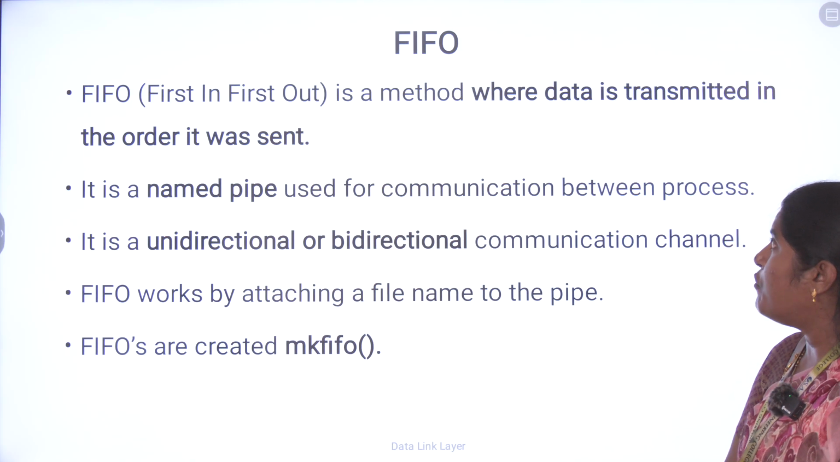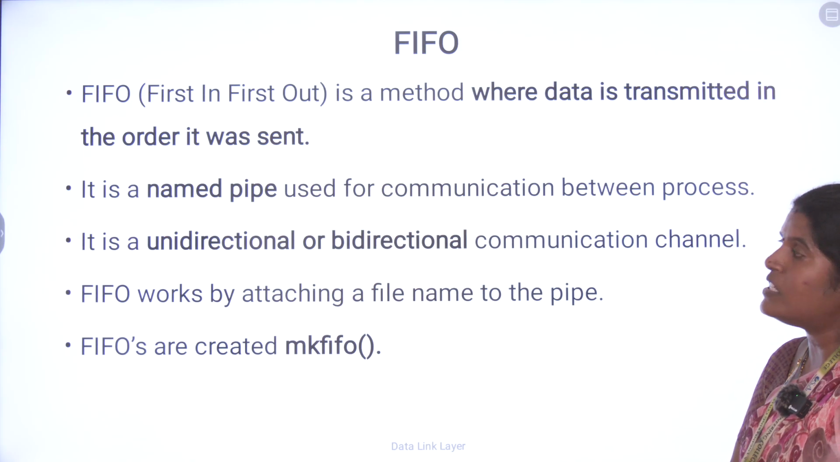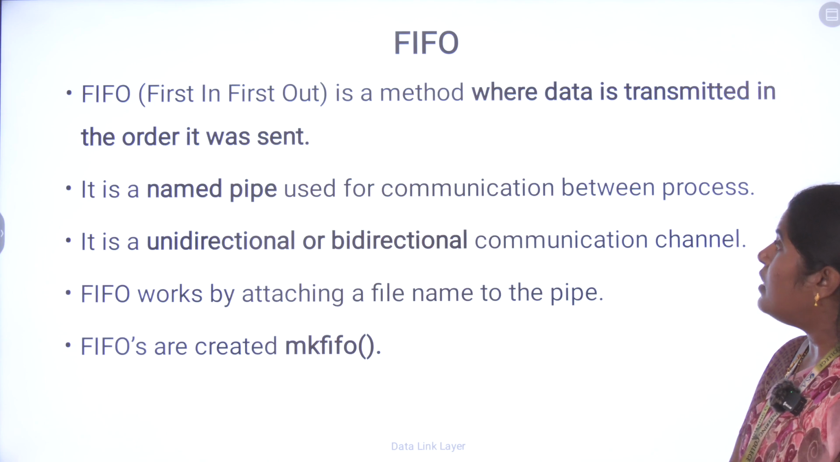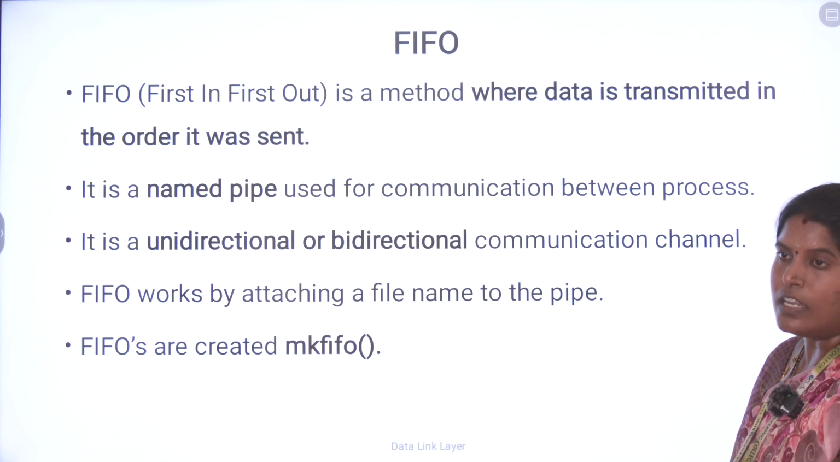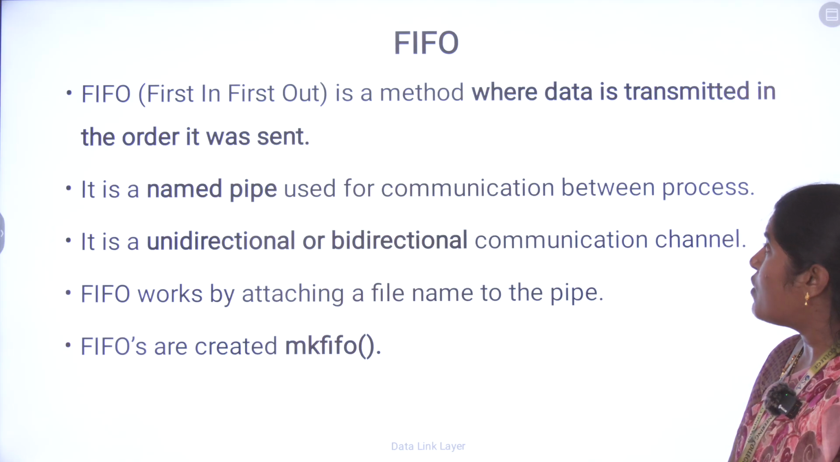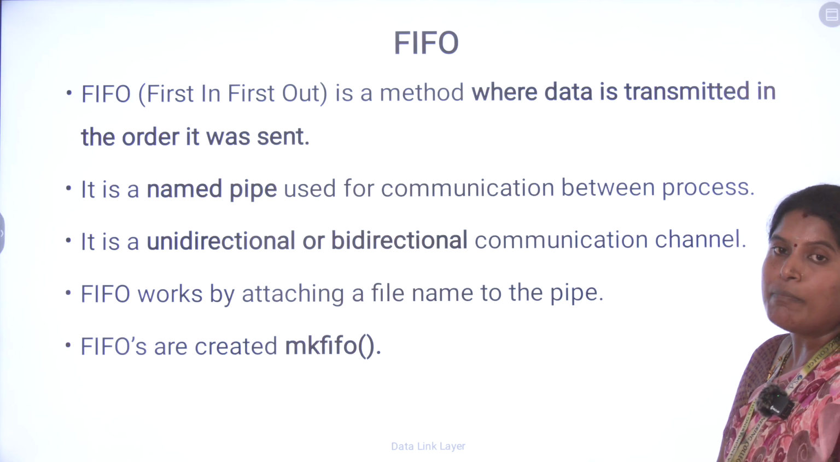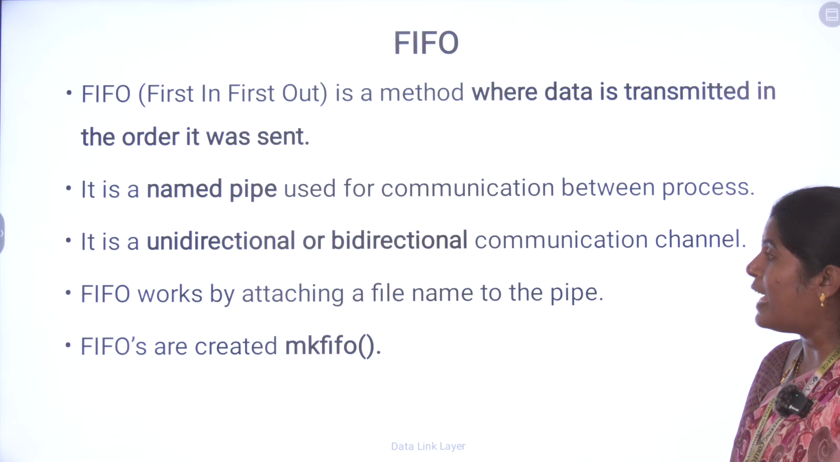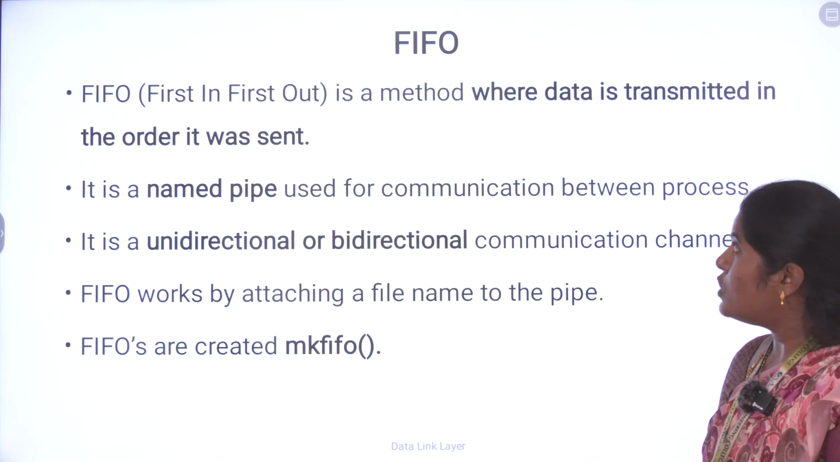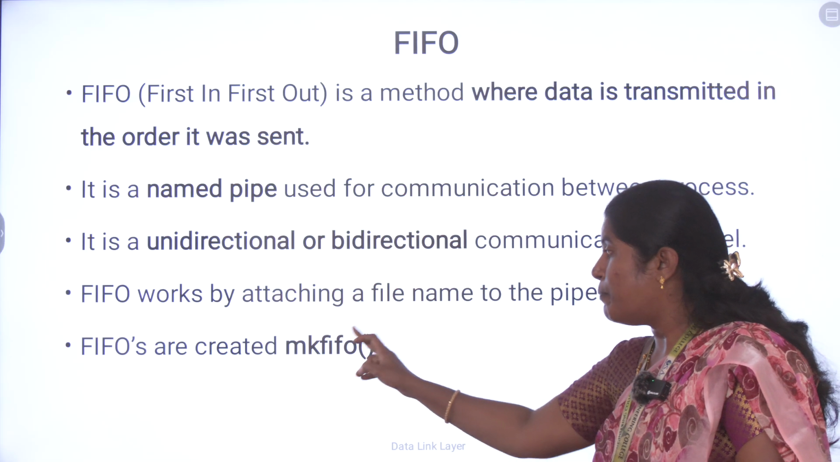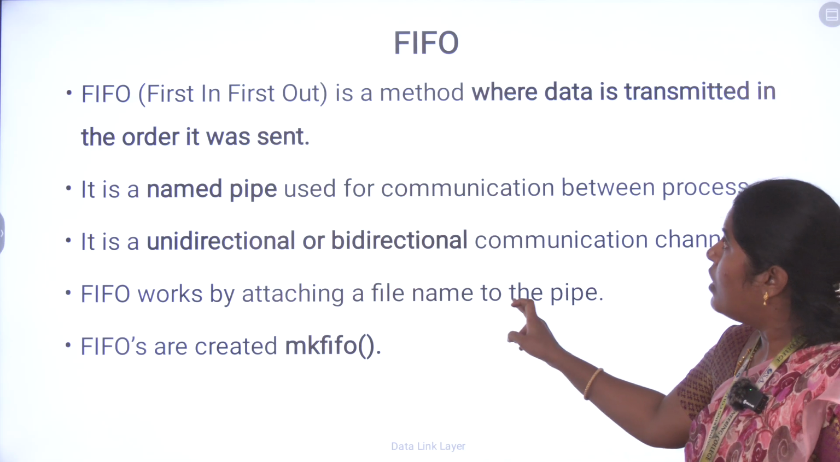Next, moving on to the FIFO. The full form for FIFO is first in, first out. It is a method where data is transmitted in the order it was sent. It is a named pipe. It is used for communication between the processes. It can be either unidirectional or bidirectional. This FIFO works by attaching a file name to the pipe. These FIFOs are created using a call called mkfifo.